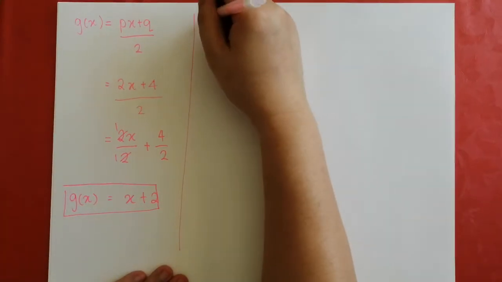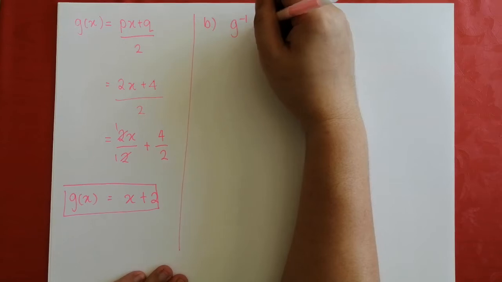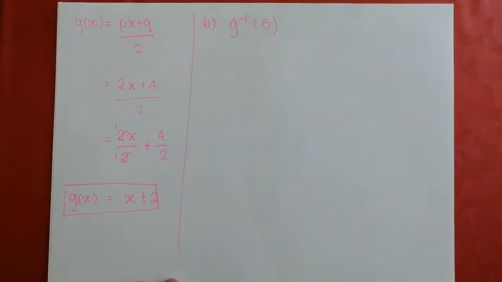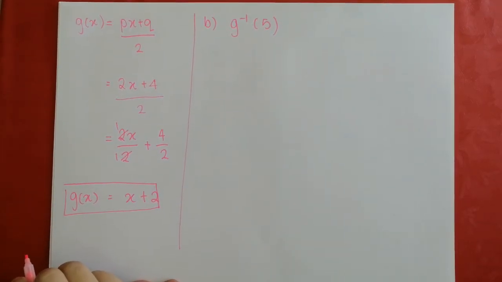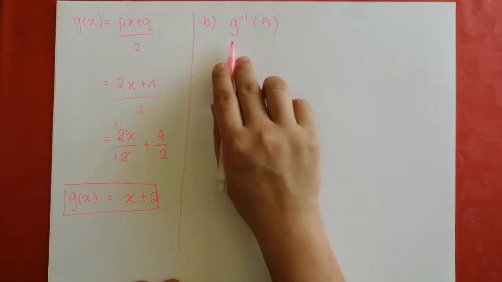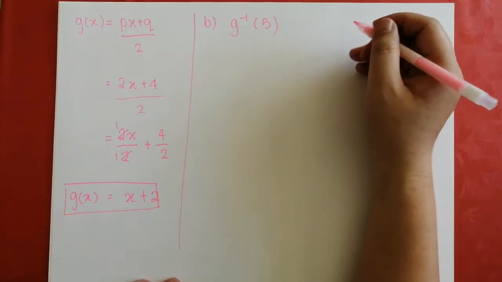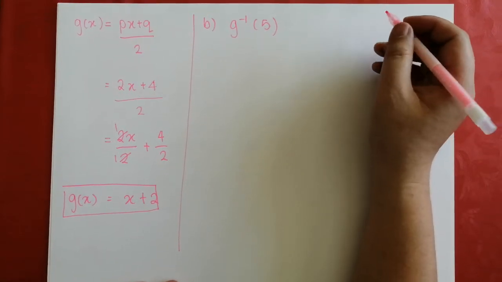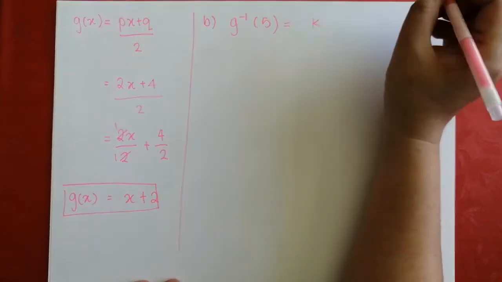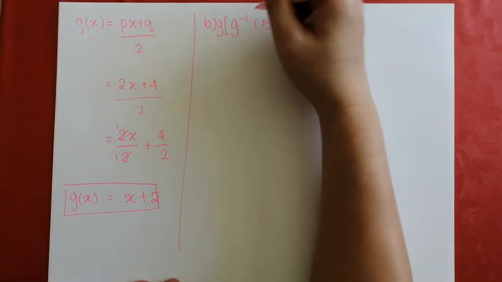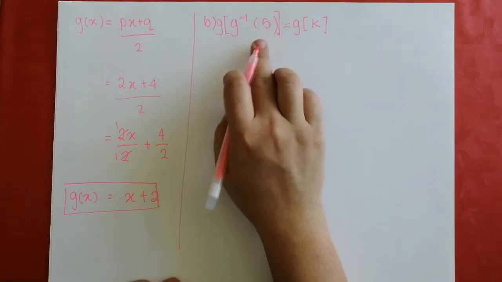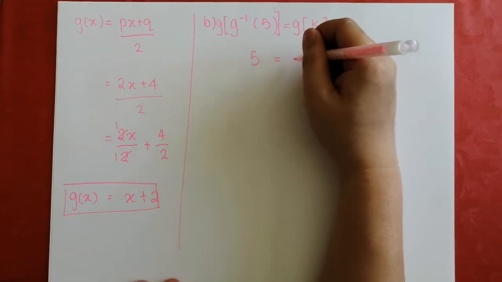Part B, where you are asked to evaluate g inverse of 5. If you want to find the inverse function and evaluate from there, you also can do that. But if you remember from the previous lesson, in order to find the inverse without finding the inverse function, we can evaluate it by letting g inverse of 5 equal k. Then after that, we apply the g function on both sides. So g inverse of 5 is actually equal to 5.